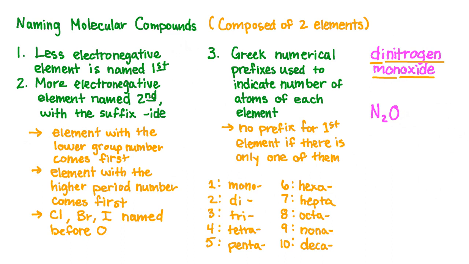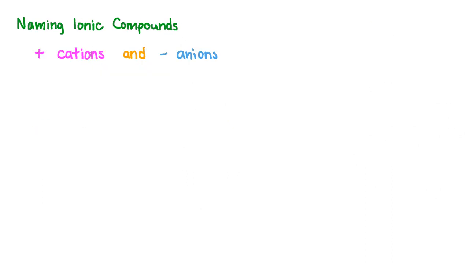So that covers the basics of naming and identifying covalently bonded compounds. Now let's talk about the other major class of compounds we'll run across in chemistry, ionic compounds. Ionic compounds are composed of positively charged cations and negatively charged anions that are held together by attractive forces.